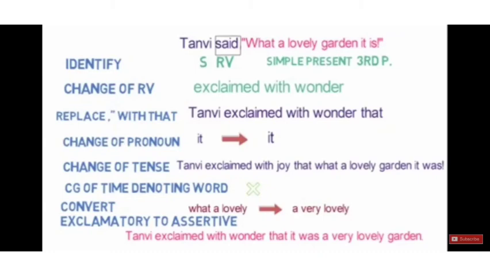Step 7, converting an exclamatory sentence into an assertive sentence. So here the structure is what plus a plus adjective. It will be converted into a plus very plus lovely. And we need to put it was after that, as we need to convert it. So the final answer is Tanvi exclaimed with wonder that it was a very lovely garden.